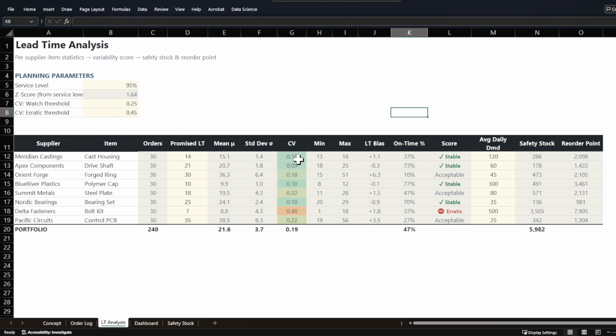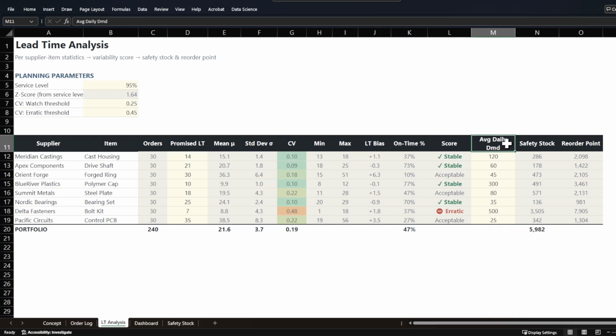If you see here, it is around 0.1, then it is stable, and something from 0.15 to 0.25 is acceptable. Then from 25 to 45, it is watch. Right now I cannot see anything as watch. Let me just change this number to, let's say, 15. Yeah, I can have things like watch. So you can play with this Excel workbook and check at what threshold which supplier moves into which category. And if your CV is more than 0.45, then your supplier is erratic and that requires special consideration. After calculating all of these things, you will be calculating the average daily demand. So what is the average daily demand?